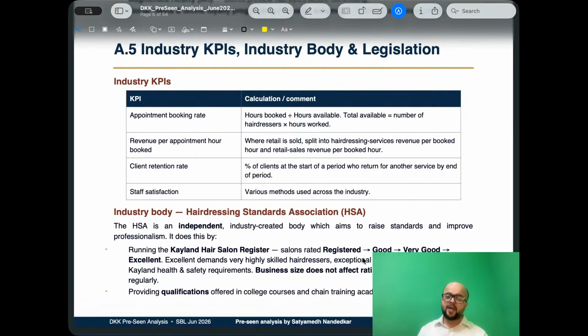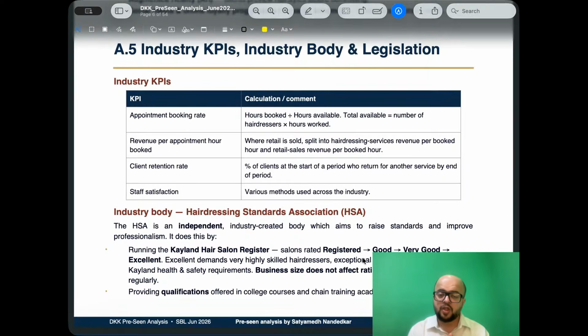Revenue per appointment hour booked, where retail is sold, split into hairdressing services revenue per booked hour and retail services revenue per booked hour. Retail services will also include the products in the retail category, shampoos and all of that, how much of that was sold when a customer walks in, and the revenue you book for the time that he spends with you. So if I go and get a haircut and a beard trimming and all of that done, then how much revenue for 30 minutes, and for 1 hour how much revenue can you generate.